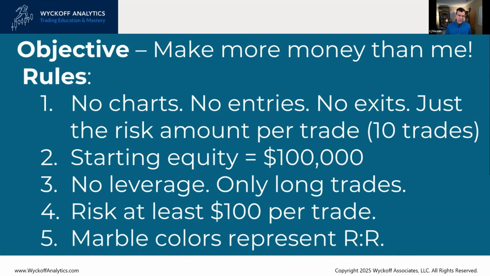We're going to have 10 trades, and you don't have to worry about how things look on the charts. You don't have to worry about entries. You don't have to worry about exits. You're just going to calculate the risk amount per trade for 10 trades. So imagine this is an automated system, and before each trade gets executed, you have to specify what the risk amount is for each trade.